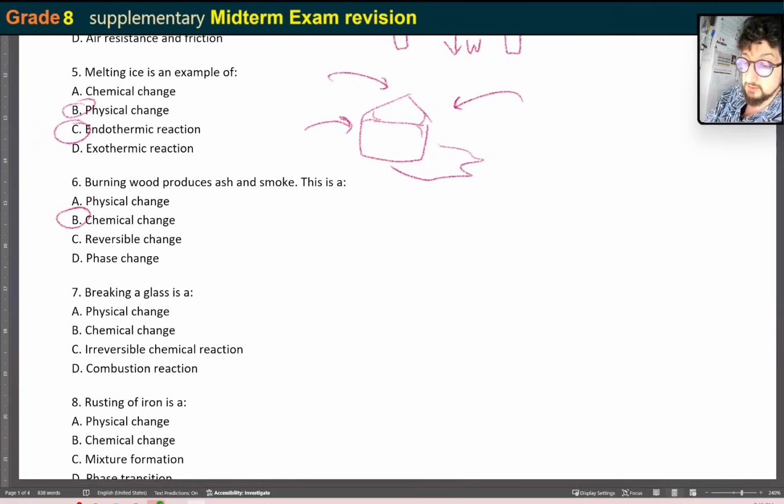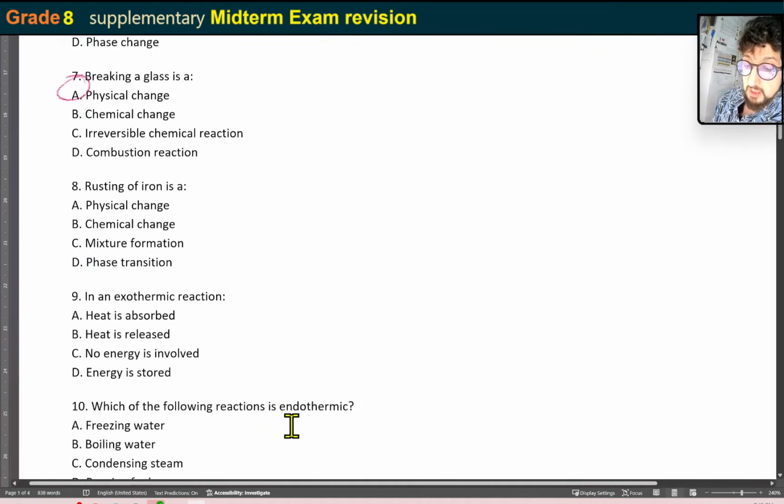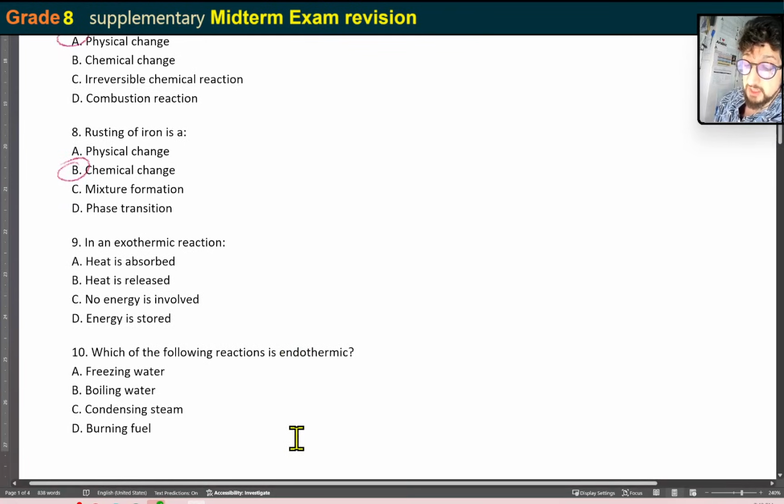This is not, yeah, so that's it. It's a chemical change, and in fact, it's an exothermic chemical change because it releases a lot of energy and there's a new substance. Breaking glass is a physical change, obviously, because you haven't made a new substance. Rusting of iron is a chemical change as well because you've made a new substance. In an exothermic reaction, heat is released.